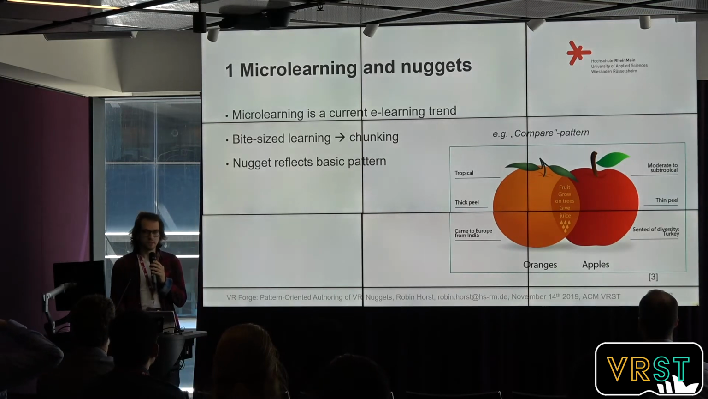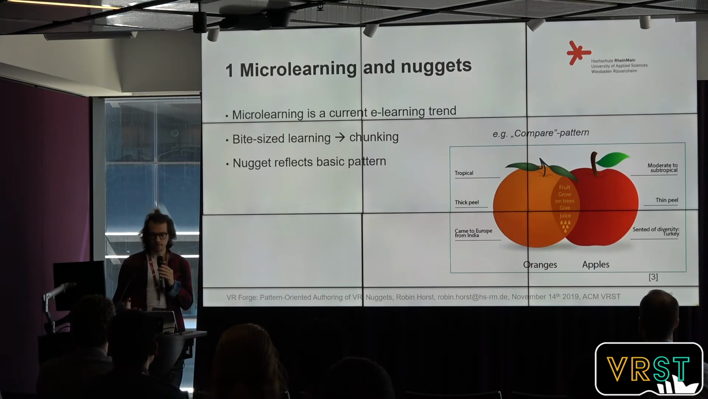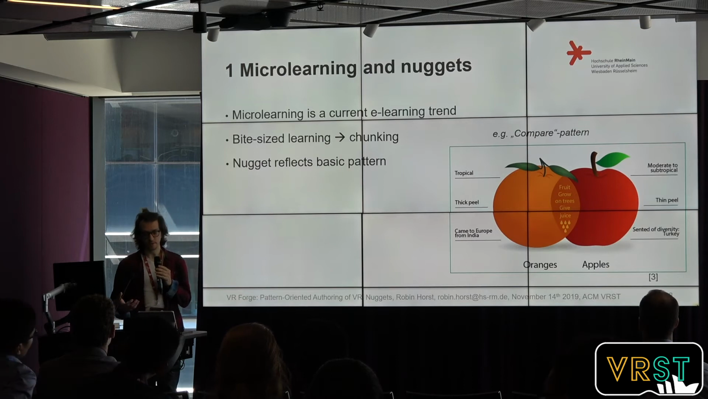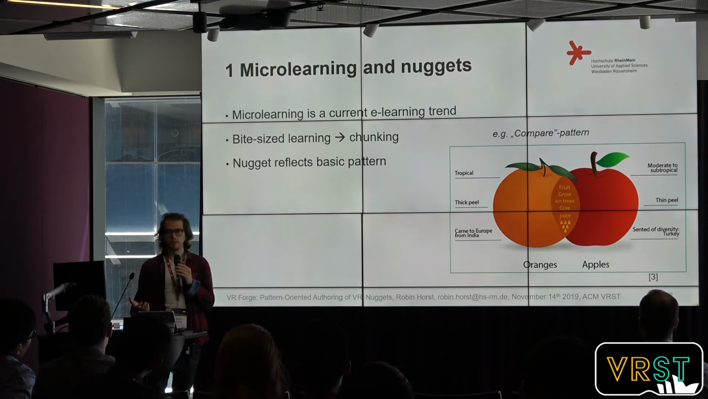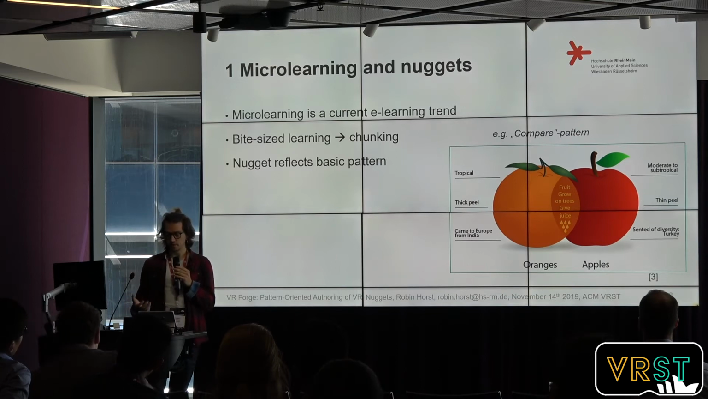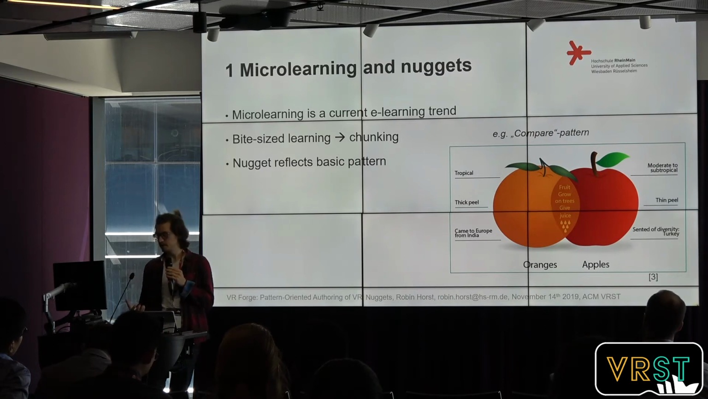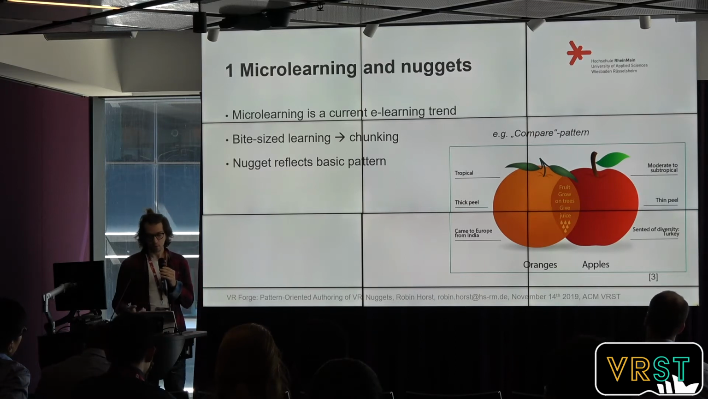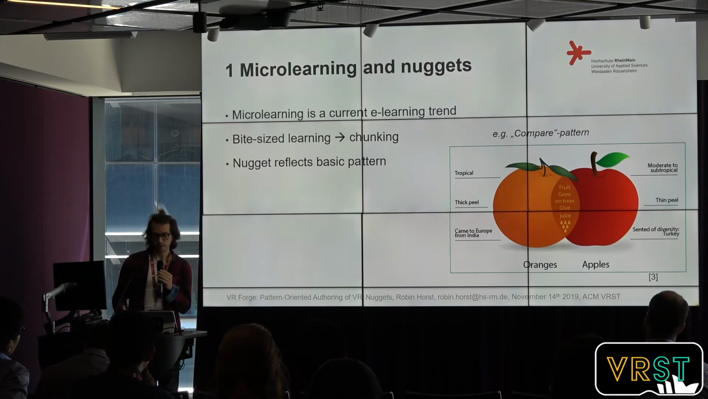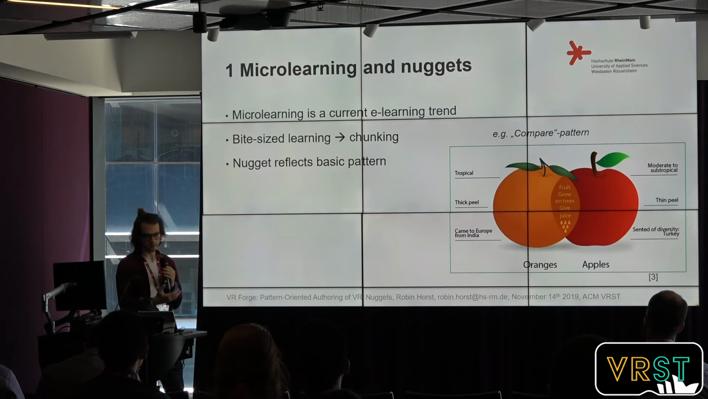So what is such an elementary learning nugget? These independent and self-contained nuggets each reflect and implement patterns, which are derived from, for example, best practices of certain domains. So nuggets are quite reusable as they rely on patterns. Let's have a more tangible example here. One of these very basic patterns may be a compare pattern. For example, we may visually compare apples with oranges here.